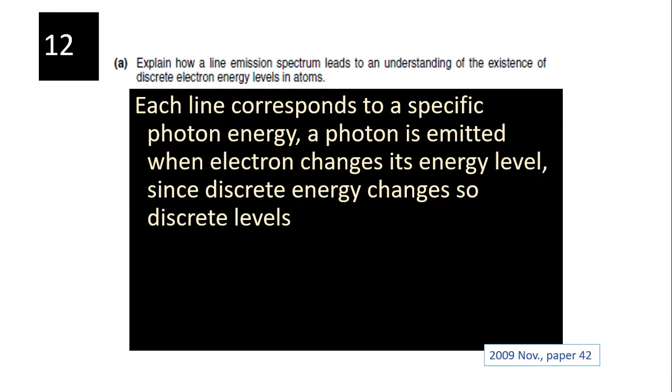Okay. Any comment? The idea is each line in the emission spectrum represents energy or wavelength that's emitted by the atom. So to obtain this line, the electron must move from a high energy level to a low energy level. Right? The two energy levels are discrete. That's what it means. So that's why you get a discrete line emission spectrum.